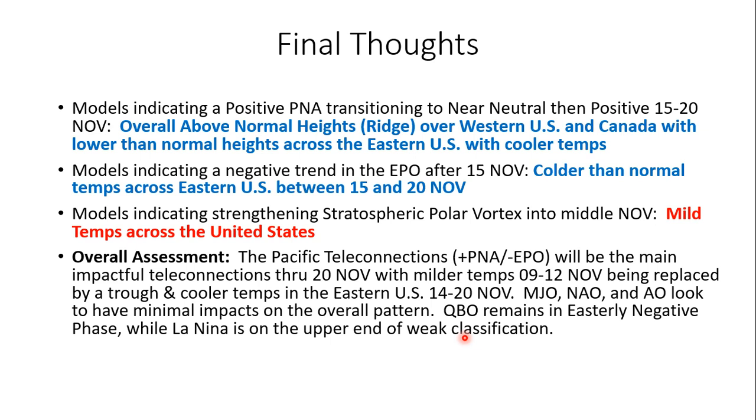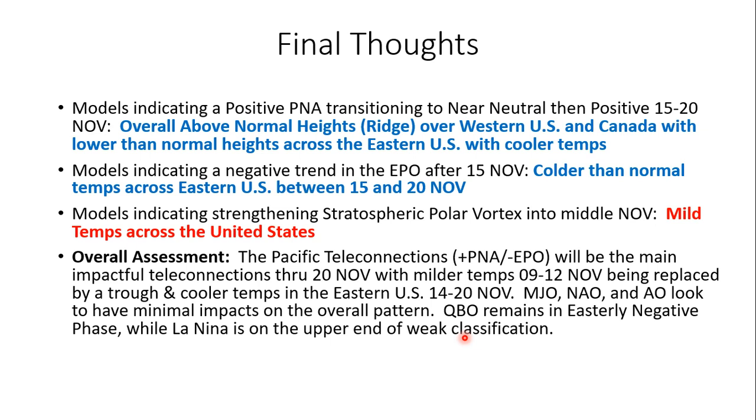Models are also indicating a negative trend in the EPO after 15 November in general, and that would also equate to colder than normal temps across the eastern U.S. in that same time range, 15 to 20 November. Models are also indicating a strengthening stratospheric polar vortex into middle November, and if that vortex remains strong, the coldest air will remain over the high northern latitudes into the Arctic region, with milder temperatures across the U.S. with a stronger polar vortex.